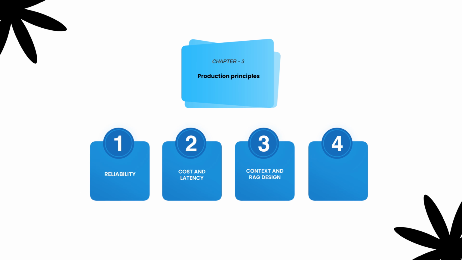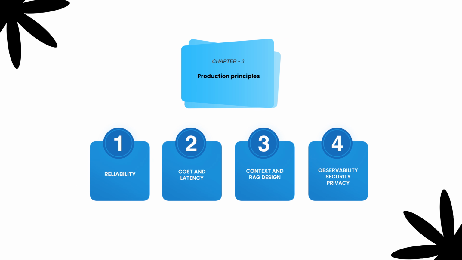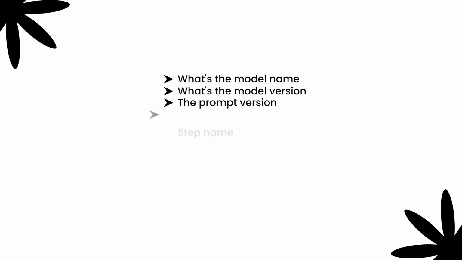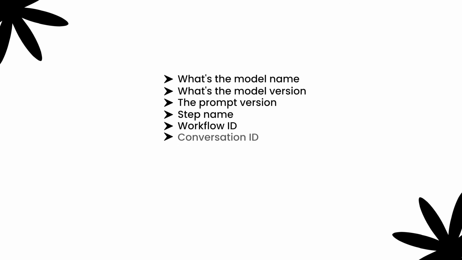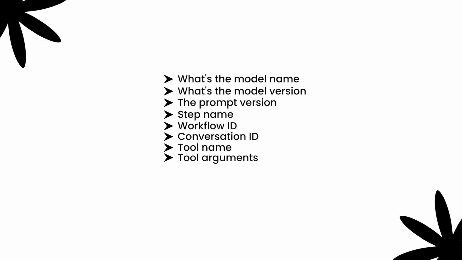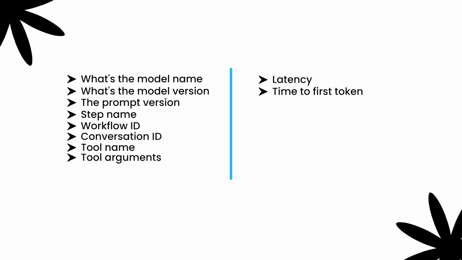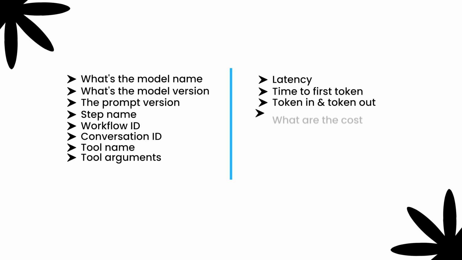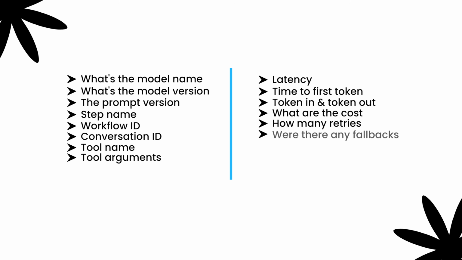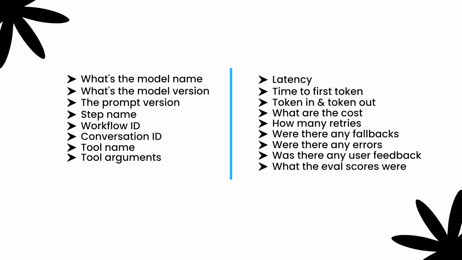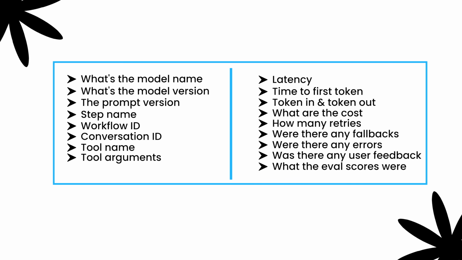Now, the final production layer principle, I promise, is observability, security, and privacy. For observability, you need to log the anatomy of every agent run. What's the model name, what's the model version, the prompt version, step name, workflow ID, conversation ID, tool name, tool arguments with sensitive values masked, of course, then latency, then time to first token, token in, token out, what are the costs, how many retries, were there any fallbacks, were there any errors, was there any user feedback, and what the eval scores were. I know this is a lot, but you need to log all of them and more.